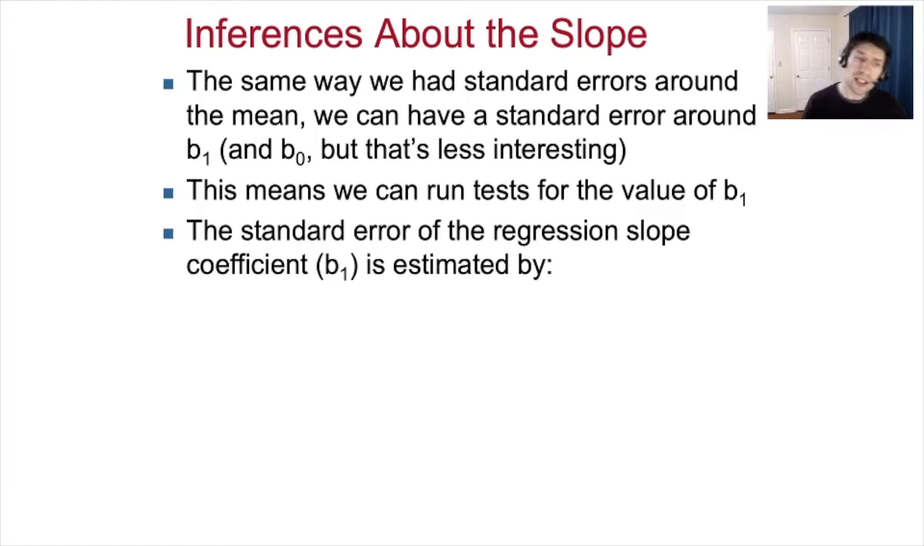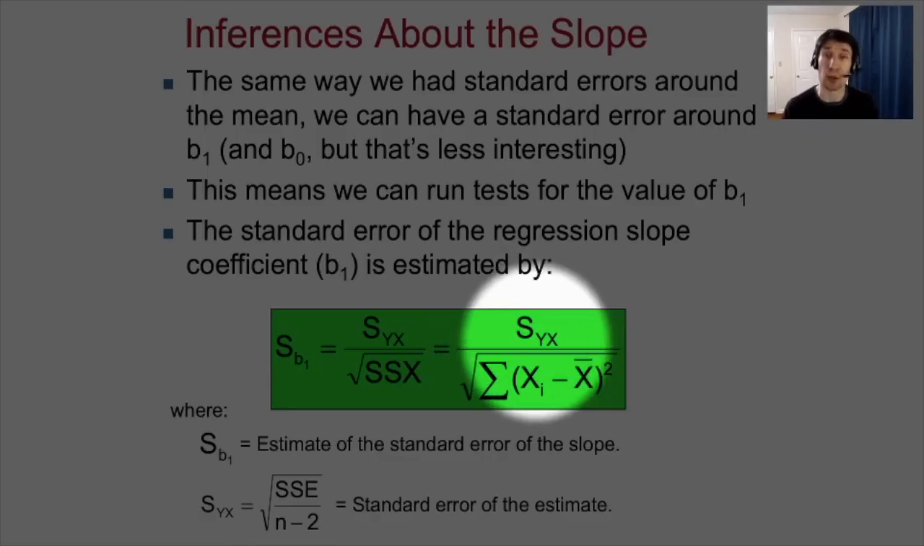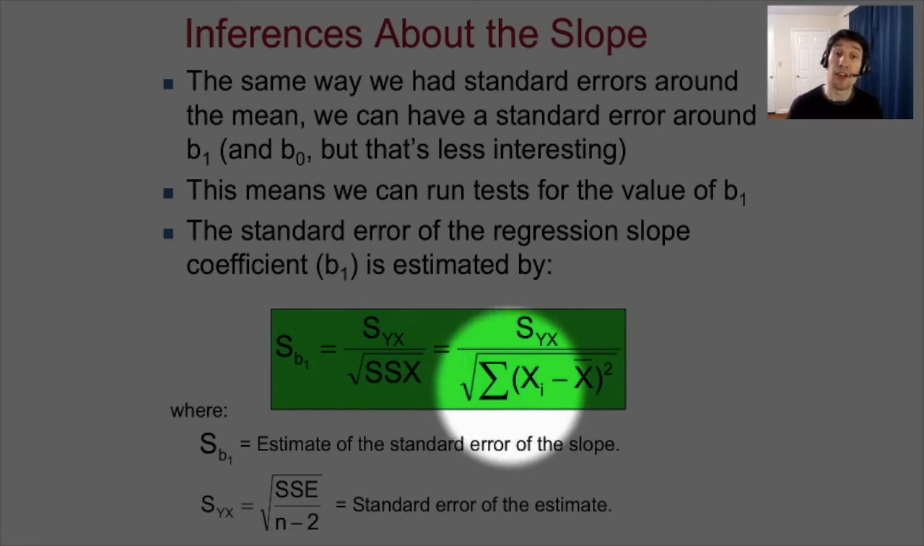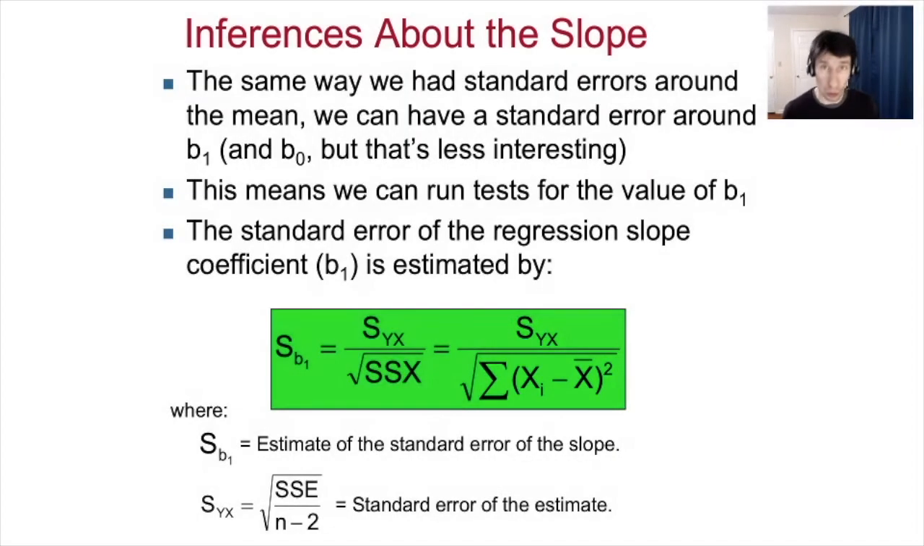So in this case, the standard error for the regression slope coefficient B1 is estimated by this equation. So this is the SYX that we determined earlier, and this is the square root of the sum of square deviations from mean in the x variable, not the y variable. Don't worry, you don't need to know this by heart for the test.